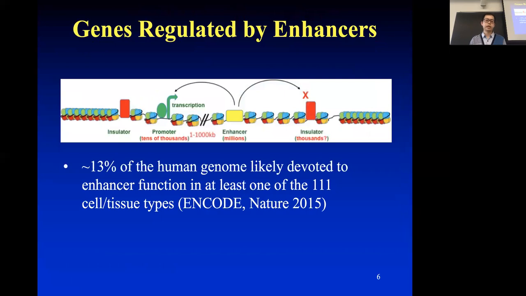Then how can we do this? So of course, the first thing is we need to define the enhancer regions. For the gene, I think it's very easy, right? Because usually a gene will be transcribed into RNA. So after we sequence the RNA, we just map it back. We know where the genes are.